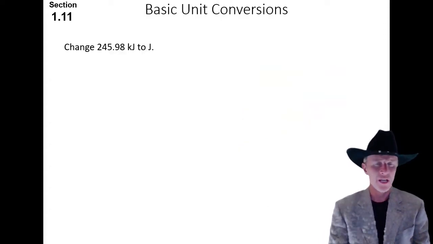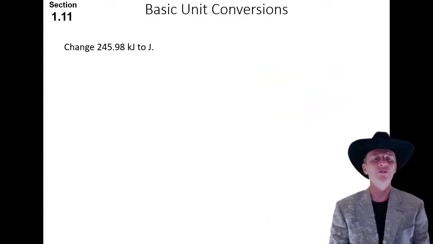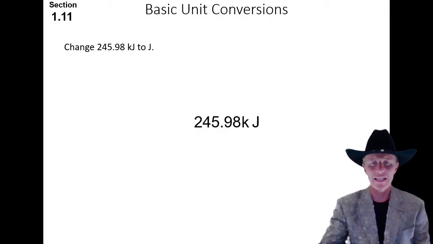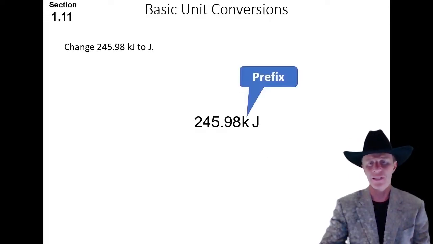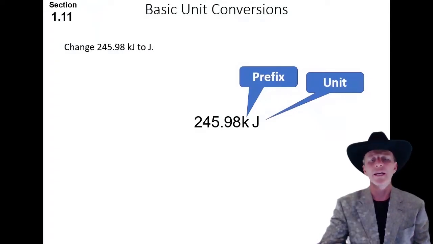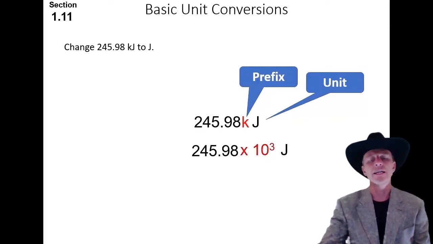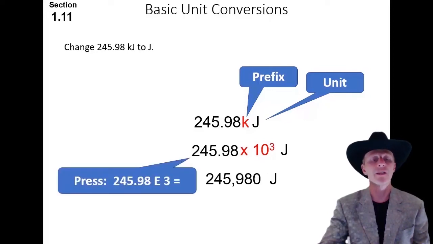Let's try another one: 245.98 kilojoules to joules. Again, all we're doing is removing the k. These are basic unit conversions. The k is the prefix, the J is the unit for joule, and the k has a value of 10 to the 3rd. Times 10 to the 3rd is the same as moving the decimal 3 to the right. So if you move that decimal 3 to the right, you get your answer.